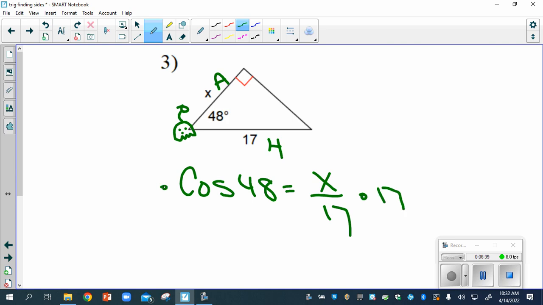So hopefully right around now you're thinking, man, I thought this was really hard last year. And it turns out it super isn't. So 17 cosine 48, I got a grand total of 11.4. Woo!